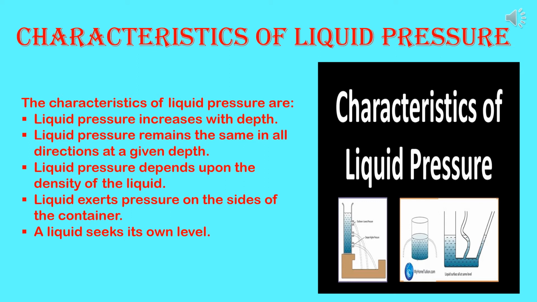Total pressure at a depth h below the liquid surface is equal to P plus h rho g, where P is the atmospheric pressure and rho is the density of the liquid. Average pressure on the side walls of a container having liquid of density rho up to a height h is 1/2 h rho g. And the last point, the liquid pressure is a scalar quantity. Now see the diagram. A diagrammatic representation is there, where it has been shown the characteristics of liquid pressure.